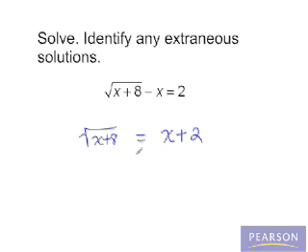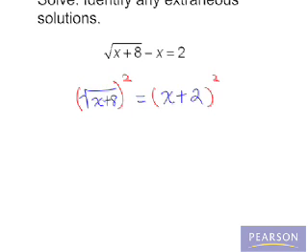To get rid of the radical, we're going to square both sides of this equation. Raise both sides of the equation to the second power. And on the left side of our equation, the square and the square root cancel each other out, and we're left with x plus 8.